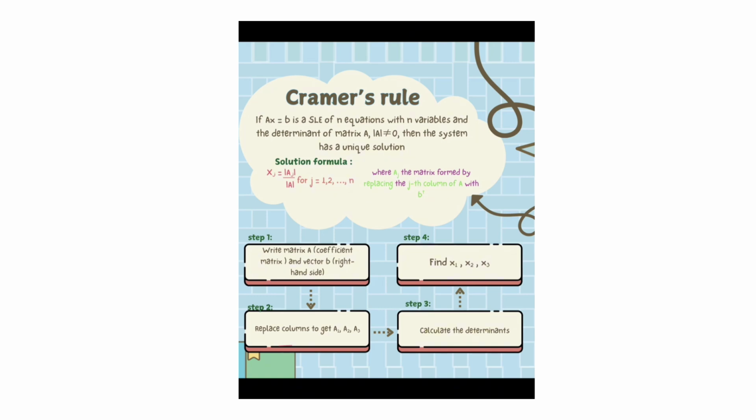For step 3, calculate the determinant of matrix A and each new matrix A1, A2, A3, and so on. Step 4, finally find the value of x1, x2, x3, and so on by dividing the determinant of each new matrix Aj by the determinant of A. In short, Cramer's rule gives a direct way to find the solution if the determinant of the coefficient matrix is non-zero. It is a very systematic method following these simple steps.